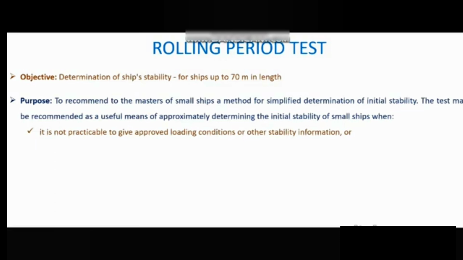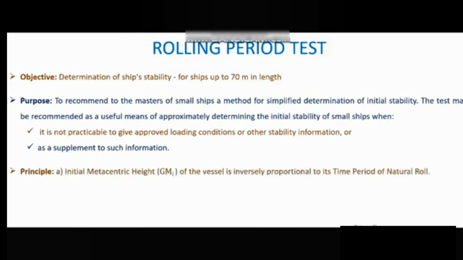So if somebody does not have the approved stability conditions or information, can the rolling test be used to assess the initial stability? Yes, provided the vessel is rolling naturally. As a supplement to such information, yes, it can be. You may have the loading manual and everything, the stability booklet, but this can be an additional thing for people to use as a supplementary check.